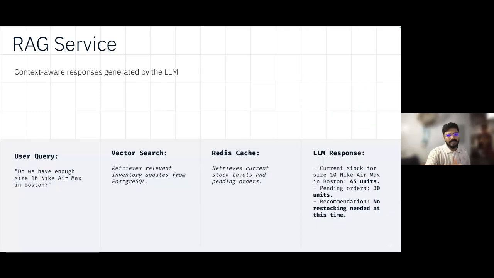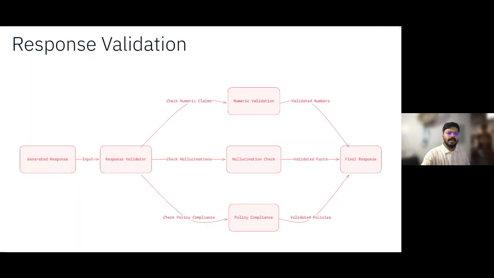This is how it would look for a RAG system. The user queries: do you have this much of a product? It gets the relevant information from the vector store. It gets it from the Redis cache and provides an LLM response.